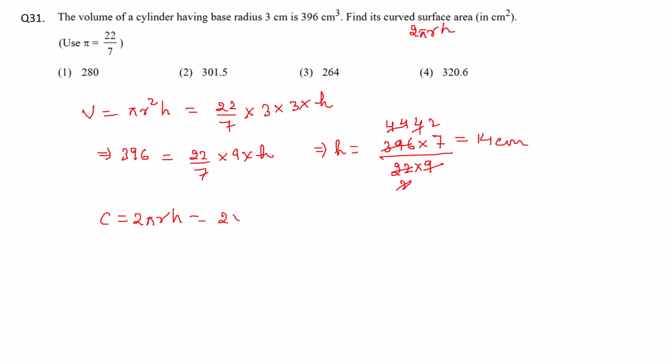Now if you see, this question is completely based on formula. So if you remember the formula, you can solve it quickly. Okay. So 7 times 2, so 44 into 6. So answer is 264 centimeter square. So if you see the option, third is the correct option.